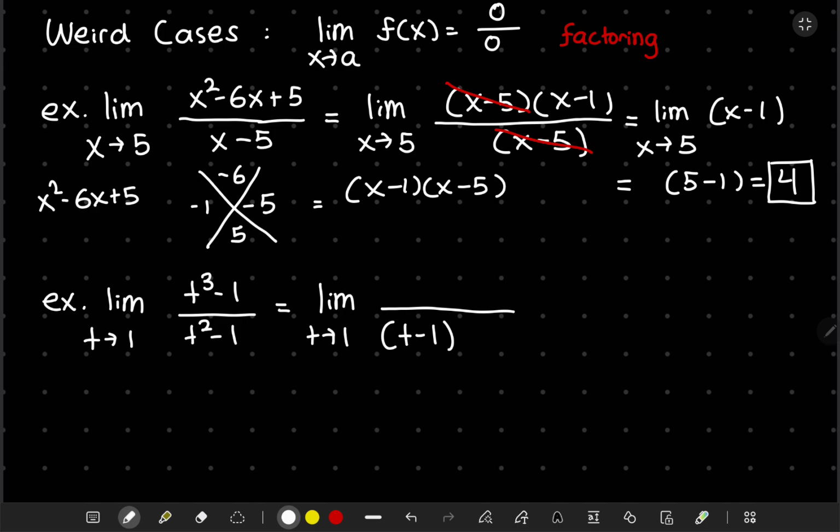We notice that this is a difference of squares, so I can just say that's t minus 1 and then t plus 1. For the top, it's going to be the same thing. What am I trying to get rid of? I'm trying to get rid of t minus 1, so I'm going to have that on the top.